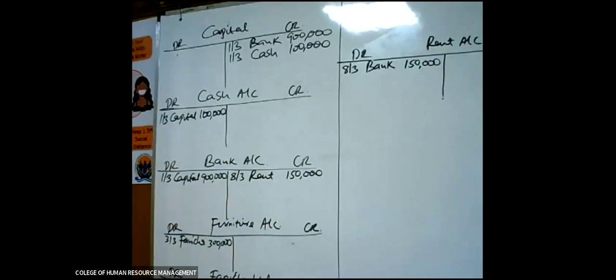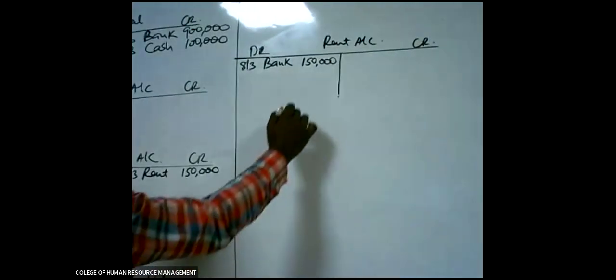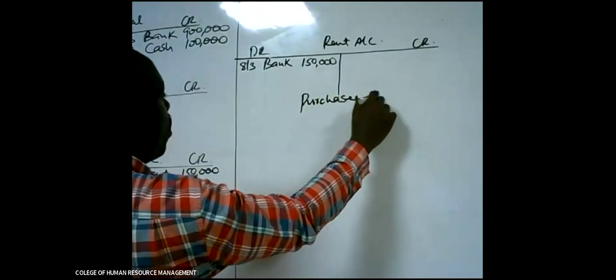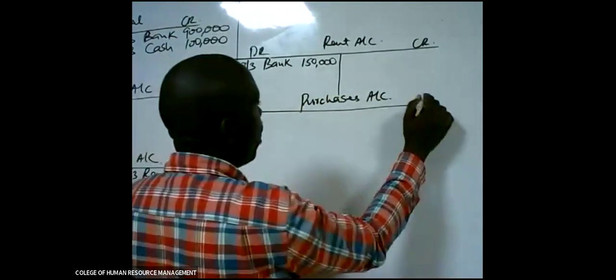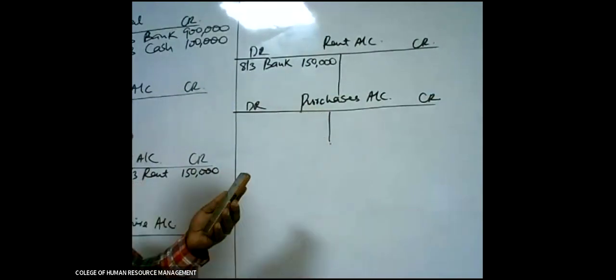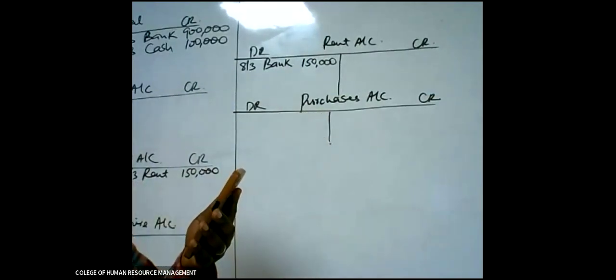March 11, bought goods. If it's goods, don't think twice about it. Open the purchases account. Or stock or goods bought, they are debited here. How are these goods bought? They were bought by cash.